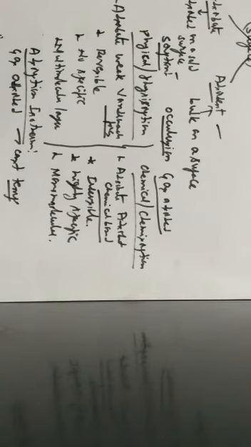When we go to the concept of Freundlich adsorption isotherm, it is given by the equation x by m is equal to k into p to the power of 1 by n, where the value of n should always be greater than 1.